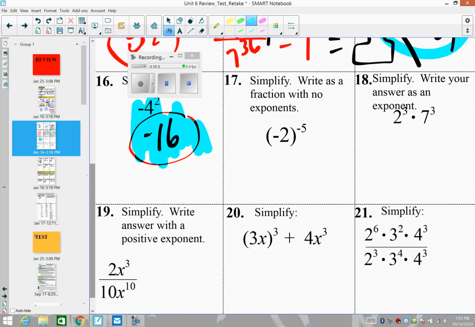17 says simplify. Write as a fraction, no exponents. All right, boom. So we can do this. There's a negative exponent here, so we're going to use that inverse property. So that's negative 2 for the base. Make the exponent positive because we inverted it. It says no exponents.